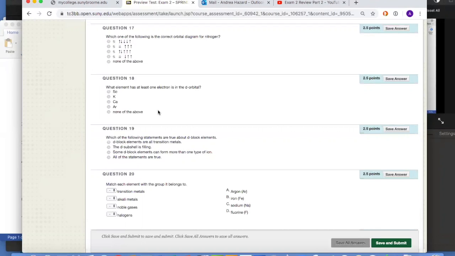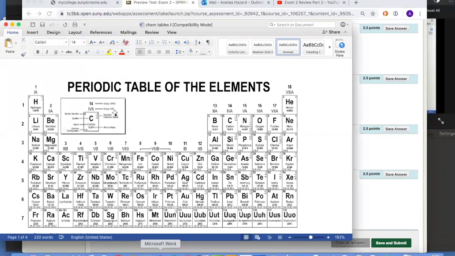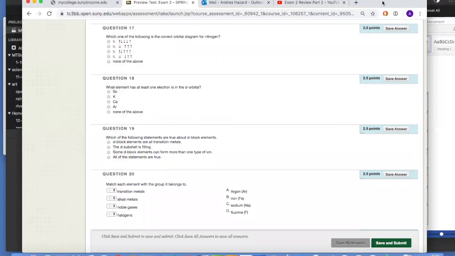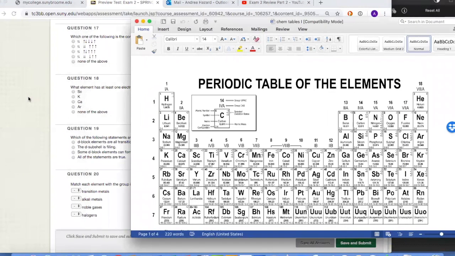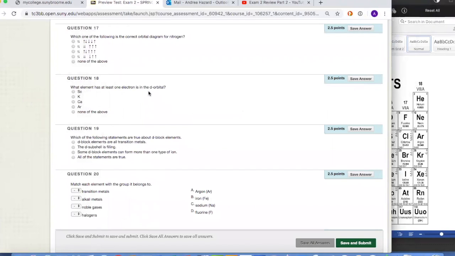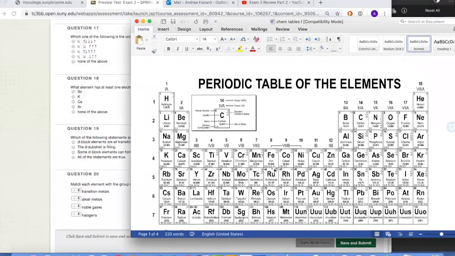What element has at least 1 electron in the d orbital? So for this, again, we need to look at the periodic table. And I'm going to move this over so we can hopefully see our answer choices while we're looking at it. All right, so the d orbital is the orbital of transition elements. So scandium is a transition element, and this is the d block where the d shell is filling. So scandium, in fact, is the first element to have an electron in the d orbital. But let's just look at the other choices.